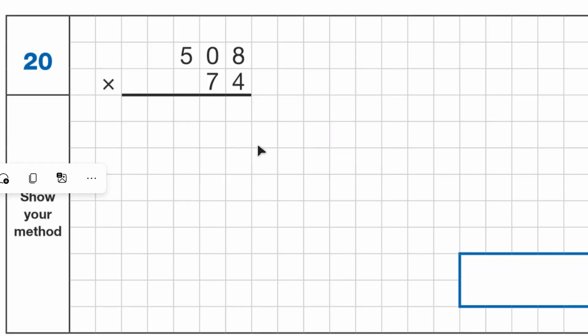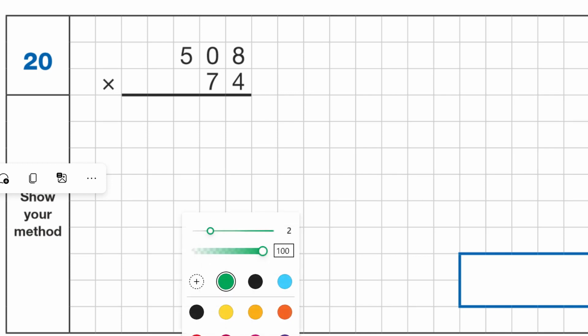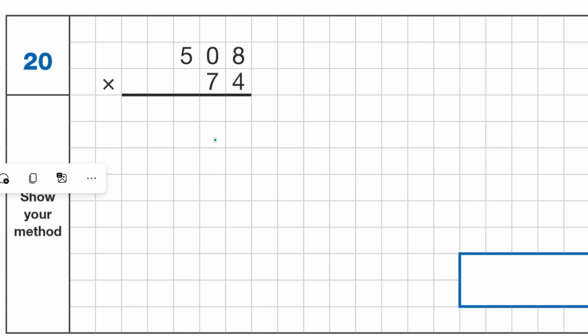Question 20. Okay, here we have got a long multiplication, and we're looking for the formal written method for long multiplication. Now, when I am doing a long multiplication, I like to draw a line in. I like to leave 2 spaces, draw a line in, and then just draw another line in here. This is not essential. It's just something I like to do. It reminds me that I need to do 2 lots of multiplication.